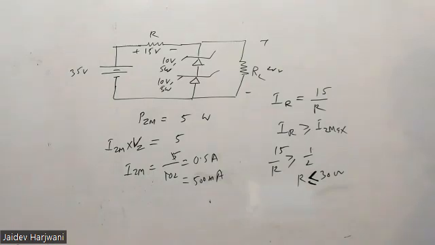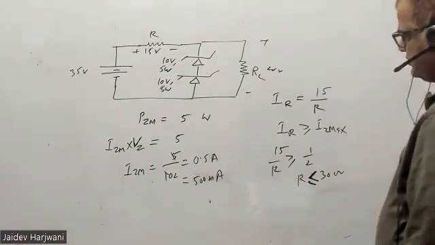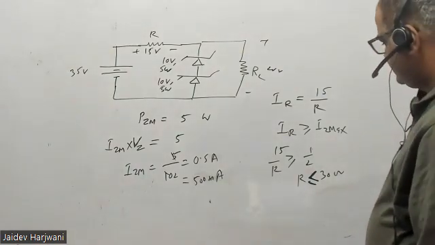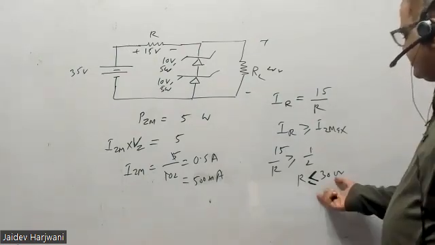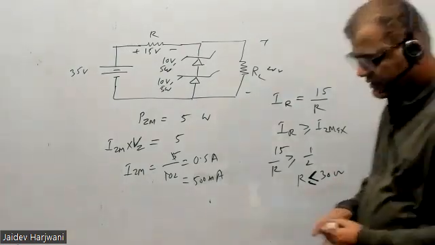If you go beyond 30 ohm, then what will happen? Okay, so you can just remember this, the answer is 30.